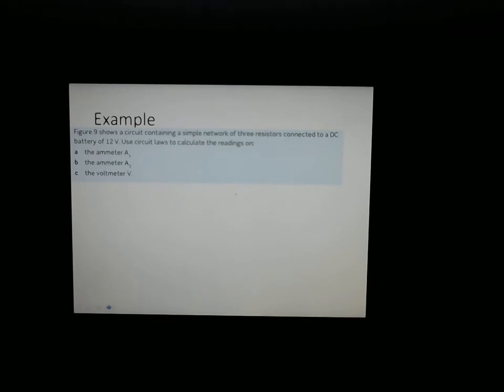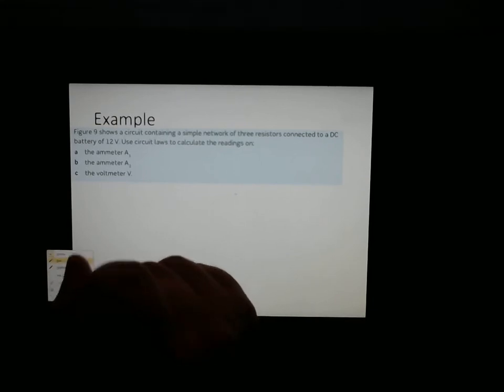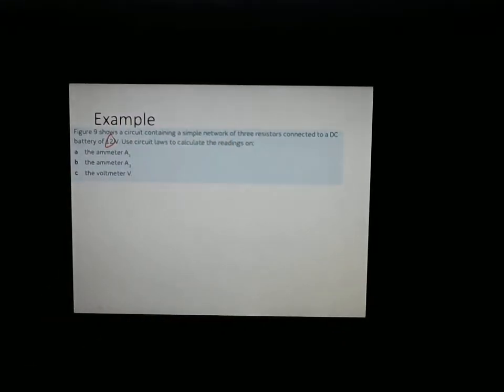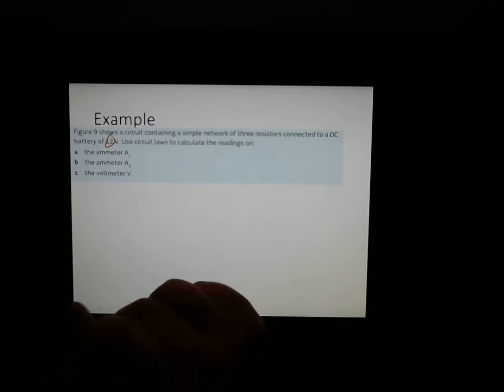For this one, I've got the question here. I'm going to show you the figure because it's quite big, and then I think we'll see what we need to do. Figure 9 shows a circuit containing a simple network of 3 resistors connected to a DC battery of 12 volts. That's a fairly important number. Use circuit laws to calculate the readings on, we've got 2 ammeters, A1 and A2, and a voltmeter. So let's have a look at the picture.